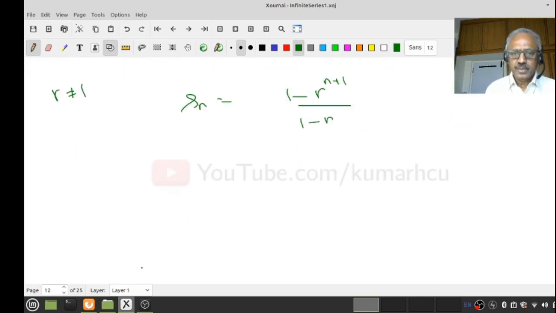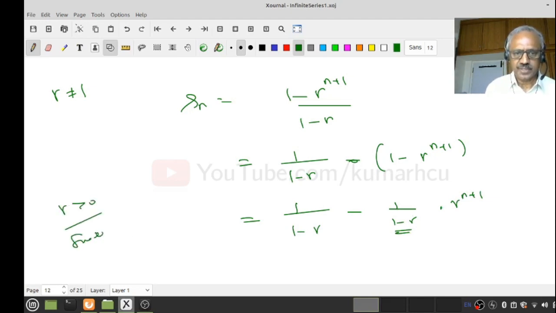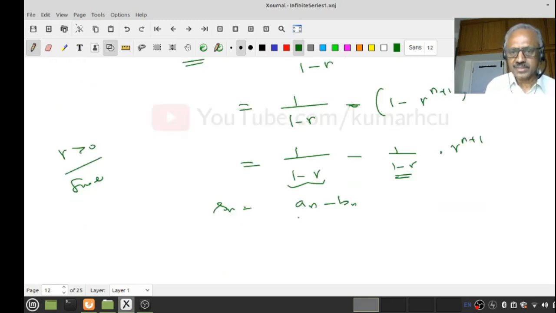Now, let us use this. Remember r is fixed, therefore this is 1 by 1 minus r minus r to the power n plus 1 by 1 minus r. Remember, this is like a constant. R is fixed. Do you remember that? R is fixed. There is no n. Therefore this is a constant. So for the convergence of Sn, I am writing Sn as something like an minus bn. Now the an's are constant, namely 1 by 1 minus r. And the bn's are r to the power n plus 1 divided by 1 minus r. You understand that?